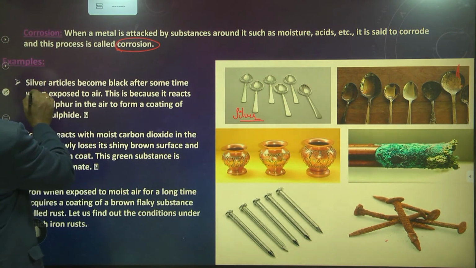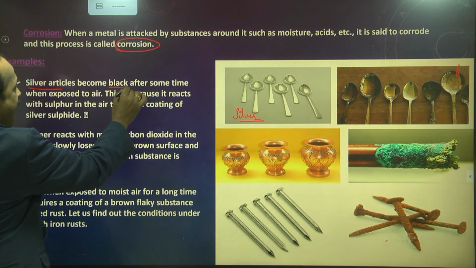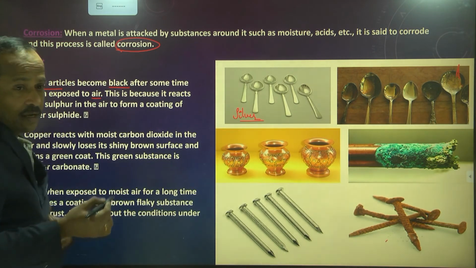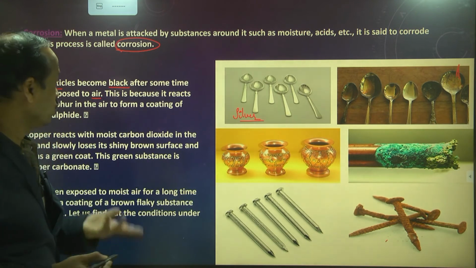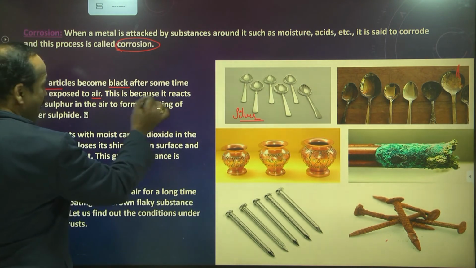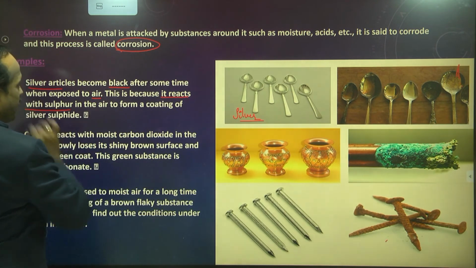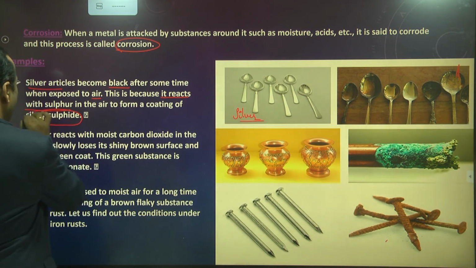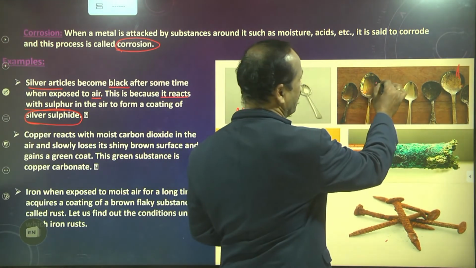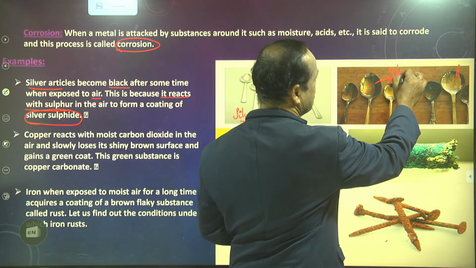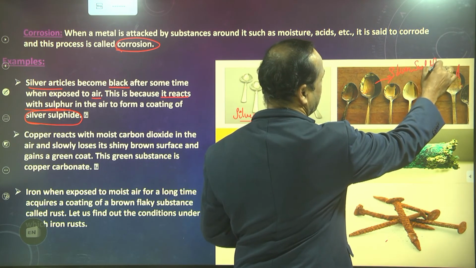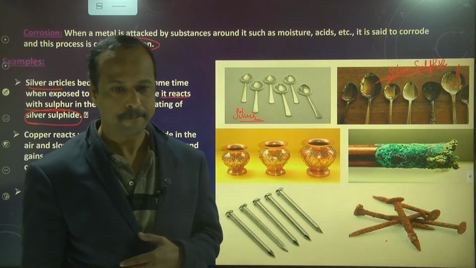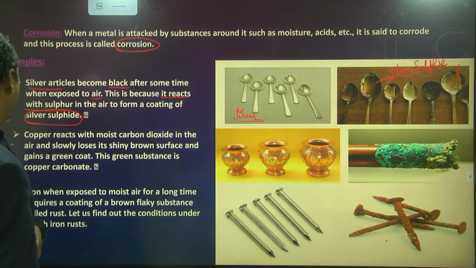So here you see silver articles become black after some time when exposed to air. Air is a mixture of gases, but what is making the silver become black? It reacts with the sulfur and forms this silver sulfide, which is black in color. Is this clear to you? So this is one example of corrosion. Okay, now come to the next one.